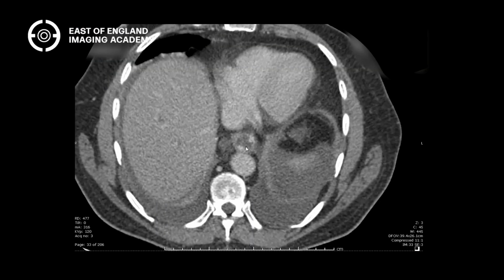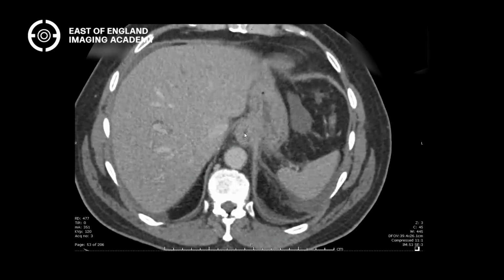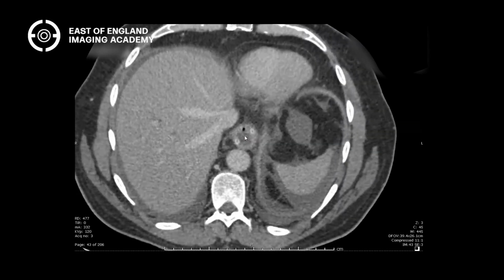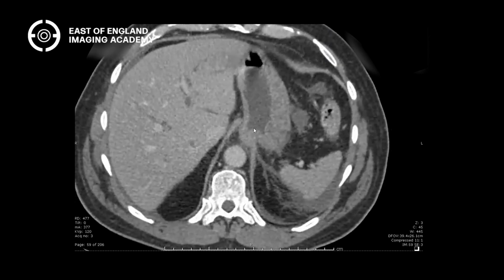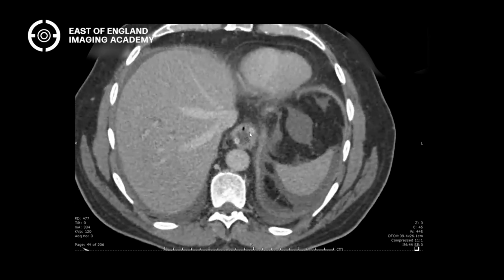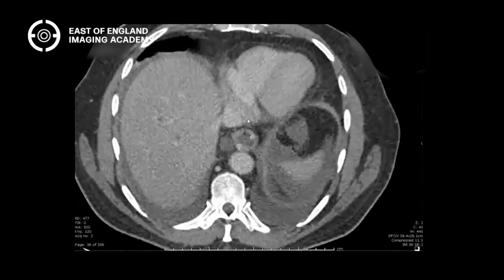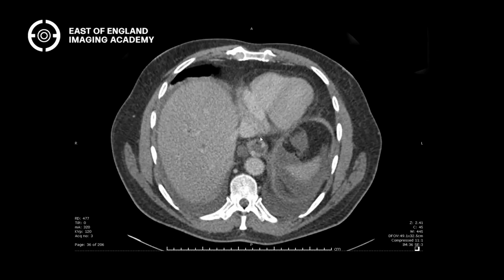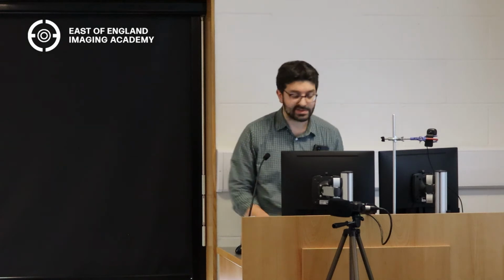So first things first, don't forget about your tubes and lines. Is the NG tube in the right place? Does it go into the stomach? What does it do? It's coiled in the esophagus. So the first thing you would say in your report is the NG tube is misplaced. There's a lot to radiology. It's not just about making a diagnosis. It's also about spotting other things that might have an impact on the patient. Because obviously, if they don't put that NG tube in right, the patient could vomit, aspirate, and then things get much worse for the patient, right?